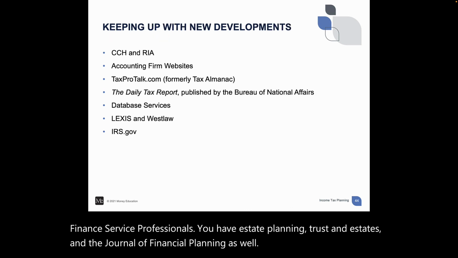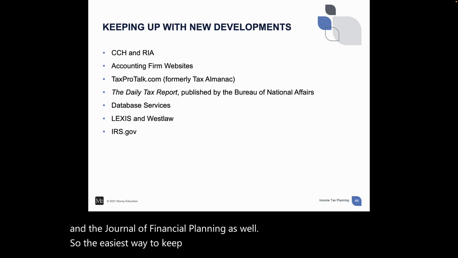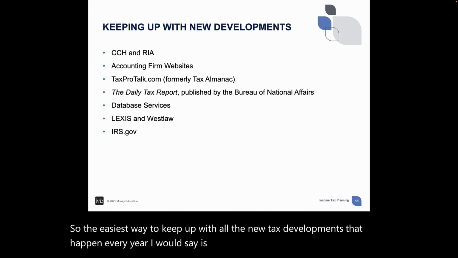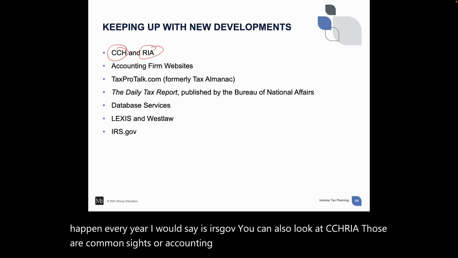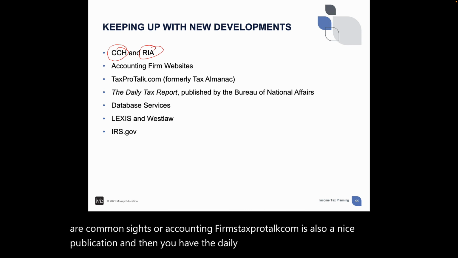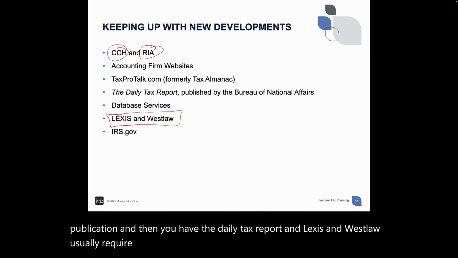So the easiest way to keep up with all the new tax developments that happen every year, I would say, is irs.gov. You can also look at CCH and RIA. Those are common sites for accounting firms. Taxprotalk.com is also a nice publication. And then you have the Daily Tax Report. And Lexis and Westlaw usually require library subscriptions, but you can look at all of the tax cases that have been rendered.